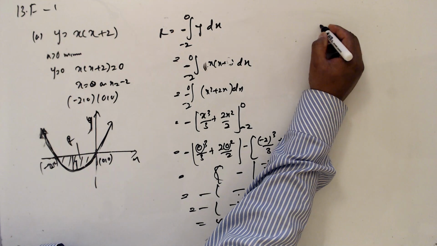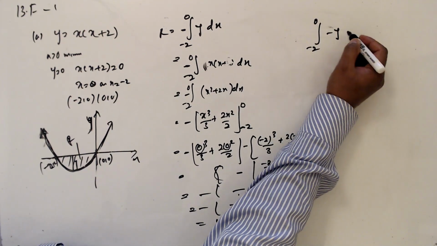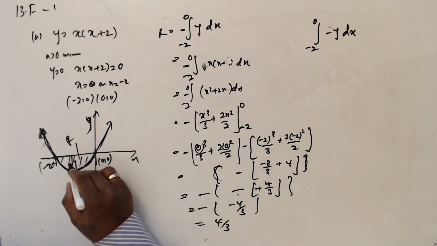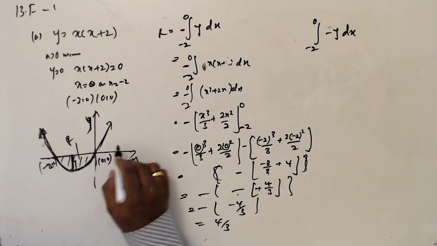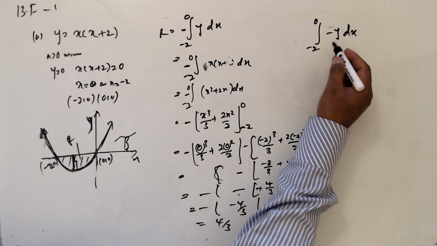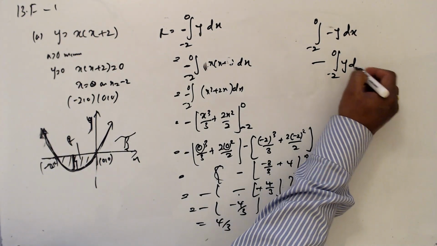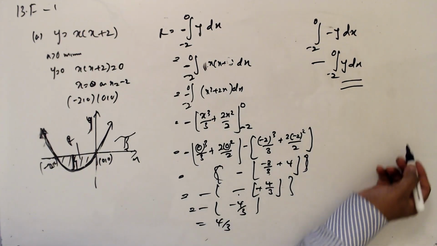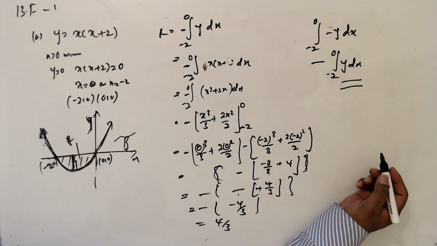I rather like the proper way. It means from minus 2 to 0, we are integrating minus 1 dx because the y value is negative. We give a proof for positive. So now we can take this one out, minus the integral of y dx, and we can work out like that. I think I'm going to stay with this method.